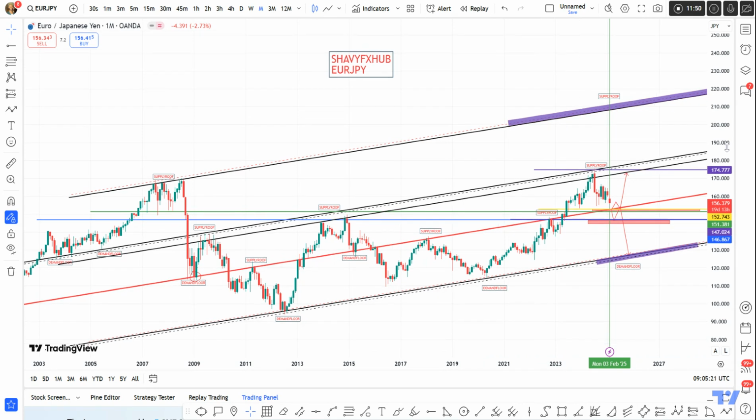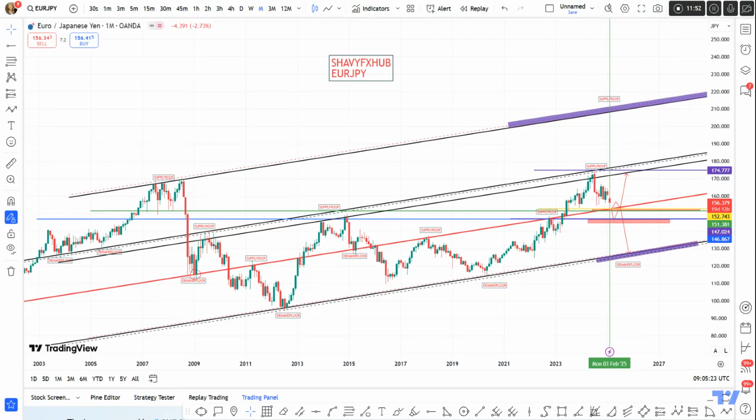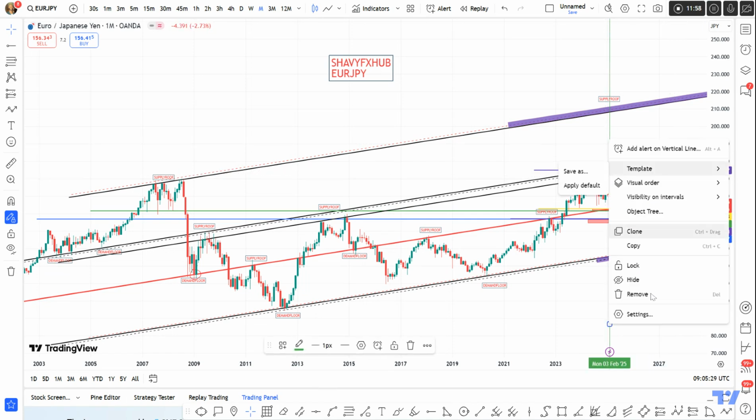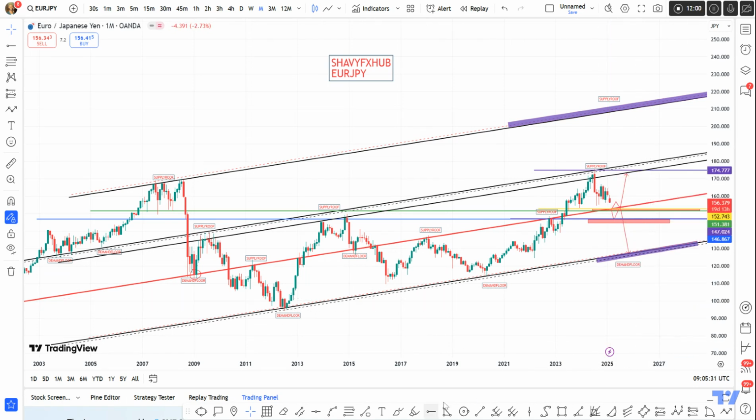There is no two ways about it. The Japanese economy will continue to draw Euro down. This is what we are seeing. And if you look at it again, let's take away our vertical strategy and get our facts right. We have here a monthly demand that is broken at 158.274.